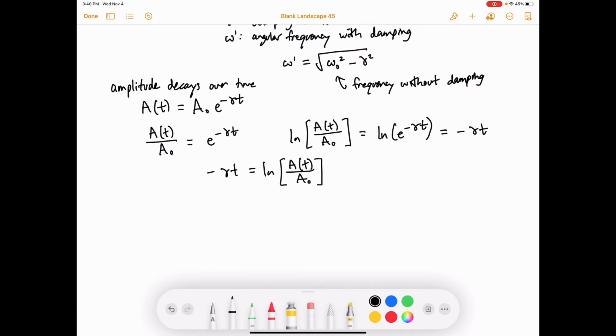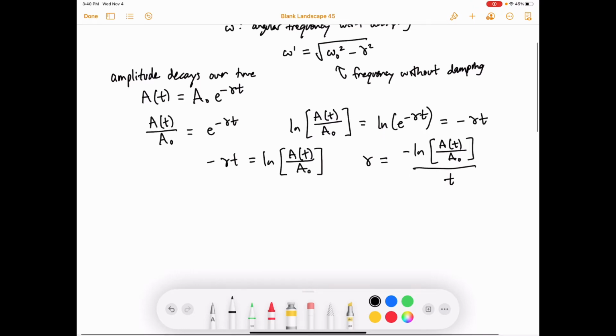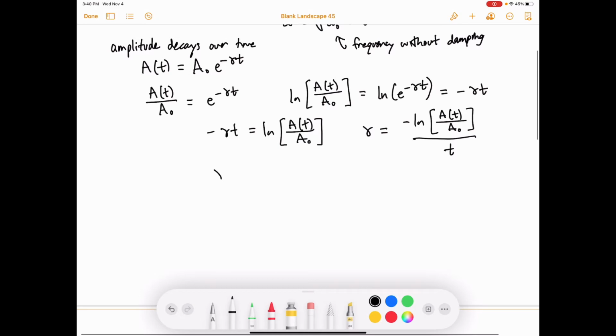We just need to divide out minus t, which gives us gamma equals minus natural log amplitude at time t divided by initial amplitude a naught, divided by the time it takes. So here we go. We have gamma equals minus natural log.